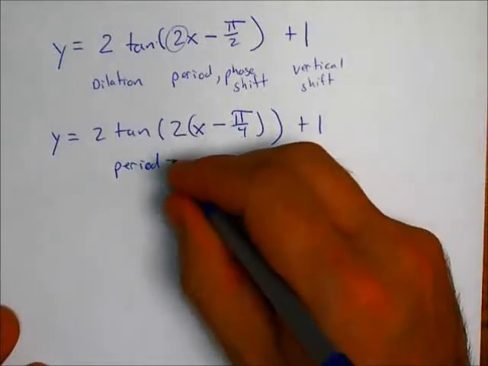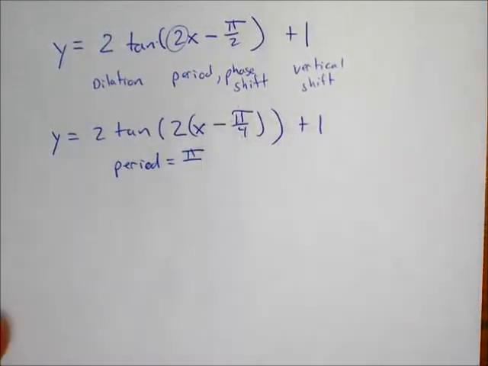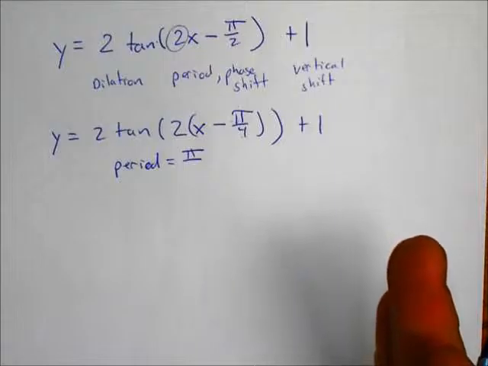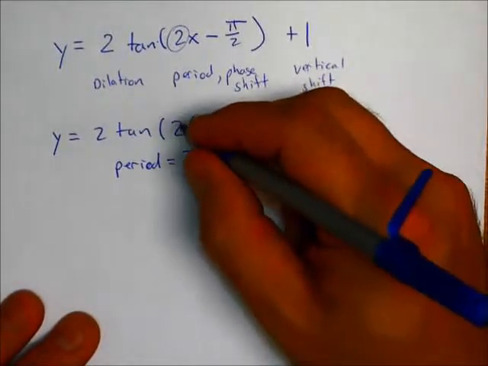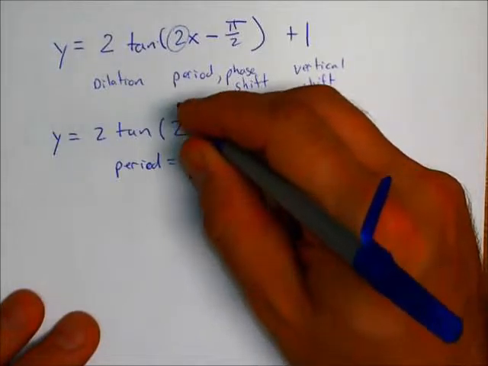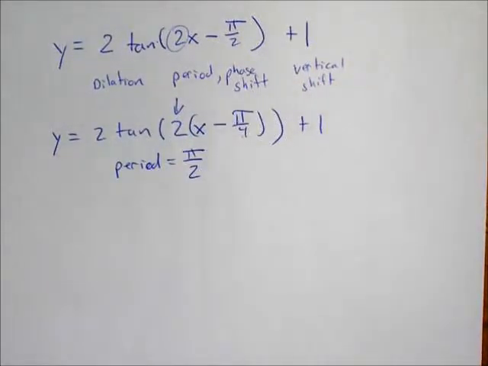Okay, so now I can start to talk about the period. The period is going to be equal to pi, which is the original width of the tangent period, divided by 2. And that 2 is this value right here. Okay, so now my period is pi over 2.